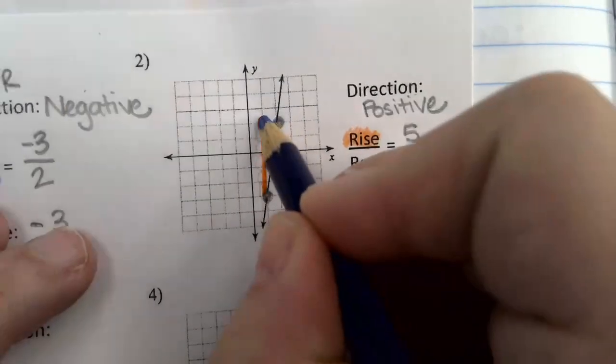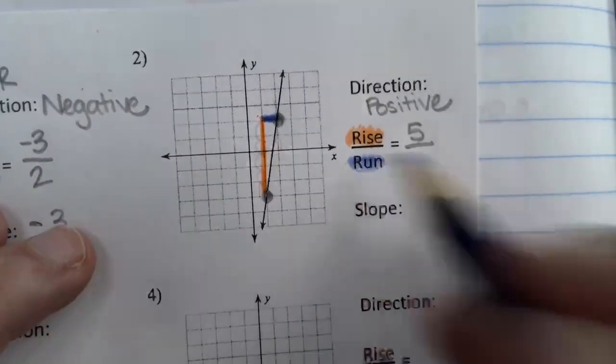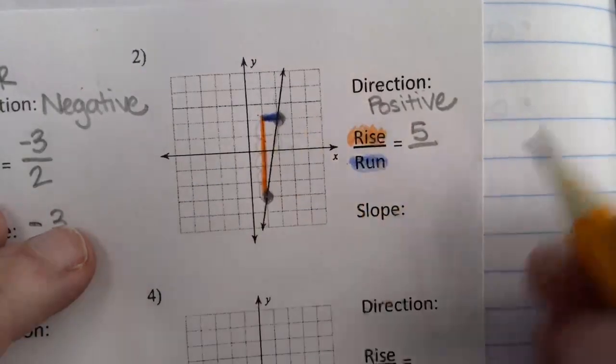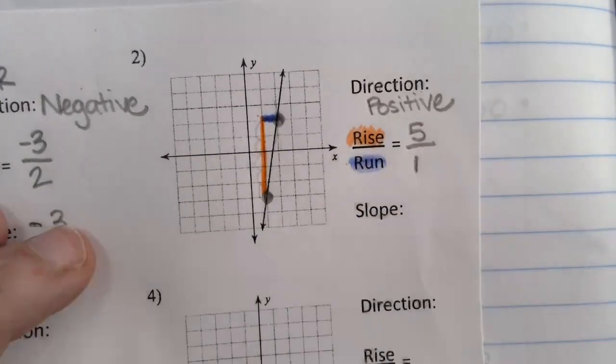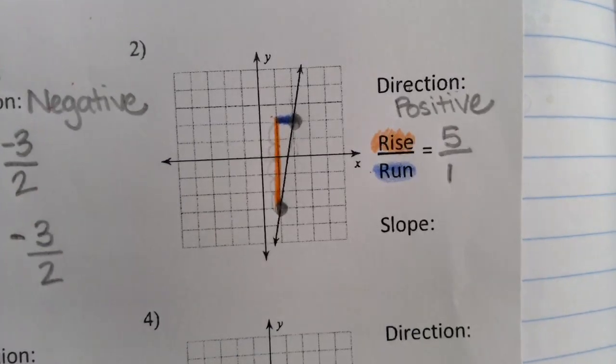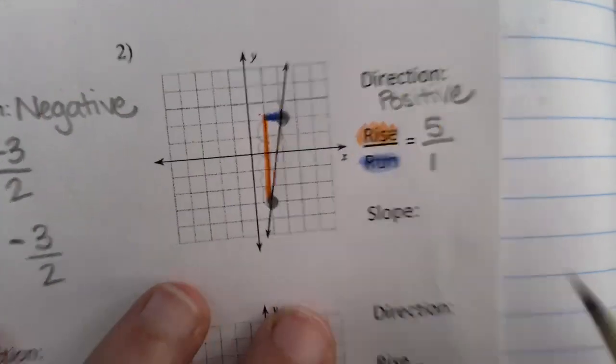How much does it run? It runs a lot. 1, 2, 6. So 5, 1. So it goes up 5 to the right 1. Oh wait, so if it goes down, the rise would be negative, right? Yep, if you go down, then it'd be negative 1, right? Good. See, I didn't get that.